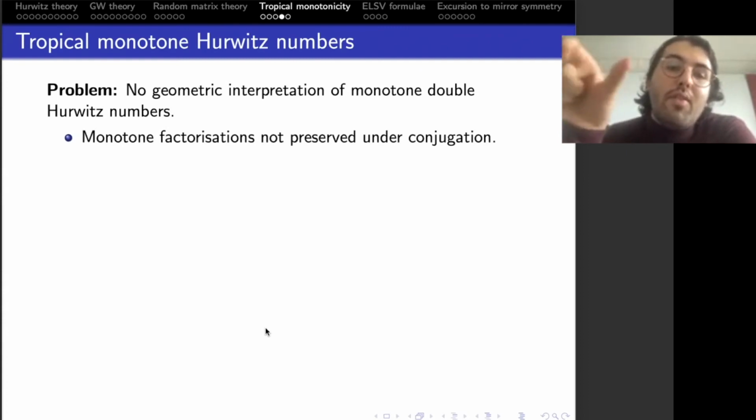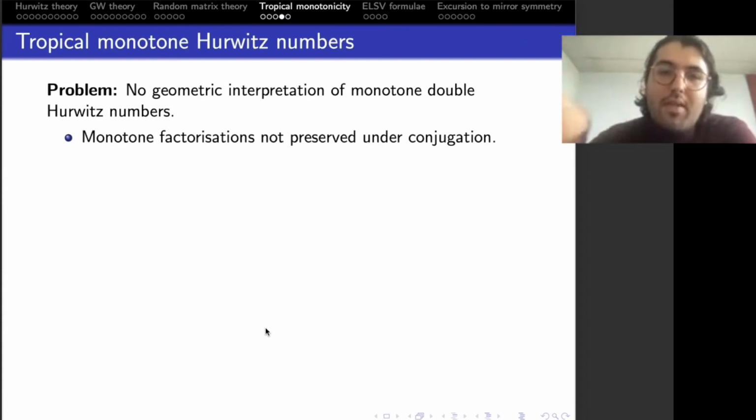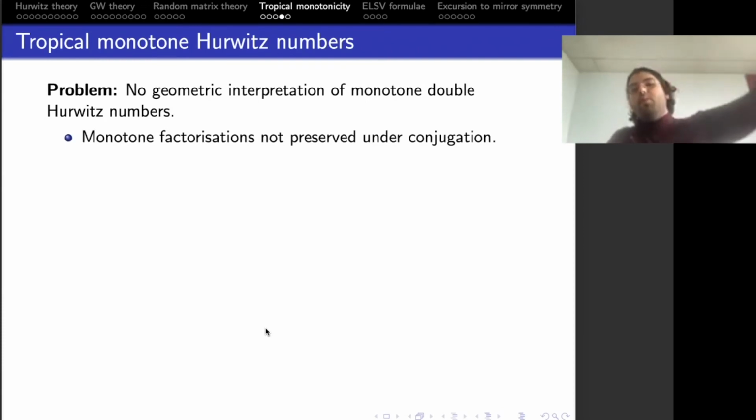interpretation, because in the classical case, so in Hurwitz's theorem, the fact that the factorizations that you look at are preserved under conjugation is a central step in proving this theorem. And here this is not true, and therefore we cannot move to the world of Riemann surfaces, but we simply have to work in the setting of the symmetric group.